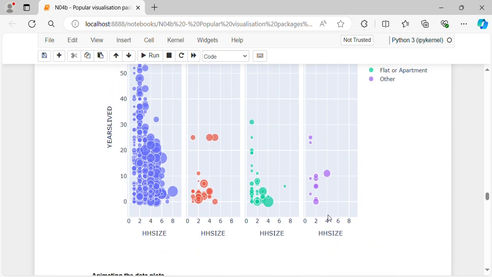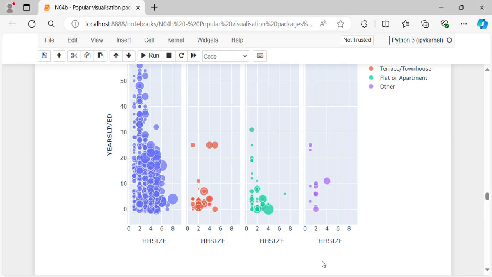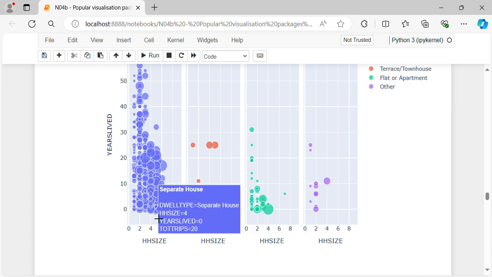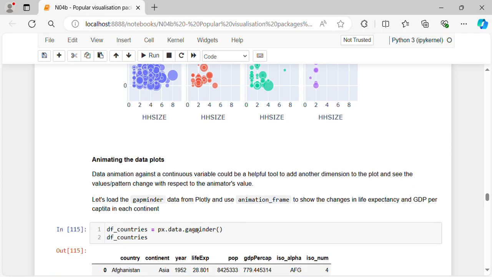So all this graph shows that for 0 to 2 household size, the years lived is much higher compared to the bigger household size, and the number of total trips made is smaller compared to bigger household size.